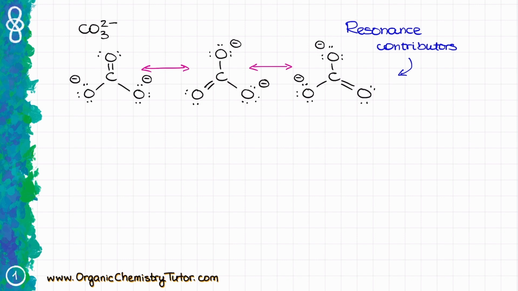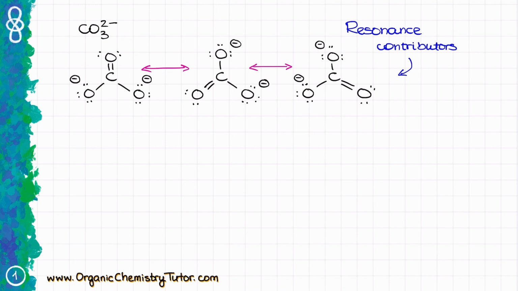Drawing resonance contributors like this allows us to easily keep track of the electrons in the molecule, where exactly the electrons are, where the lack of electron density might be, or where the excess of electron density is, like in this case, and what sort of bonds we have in our molecule, whether those are single, double, or maybe triple bonds.